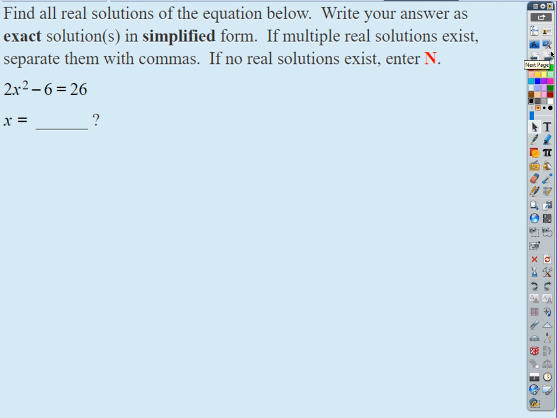Okay, how about this one? Isolate the x. Isolate the x, good. Piece of cake, right? We isolate the x.